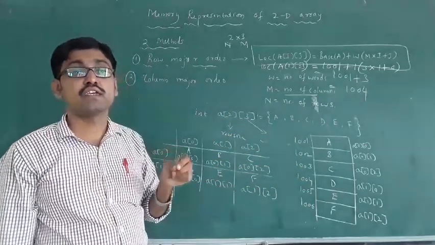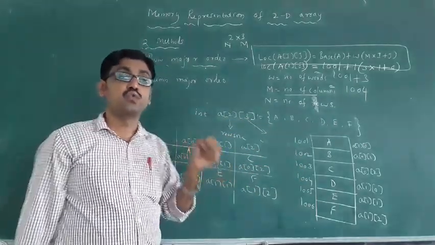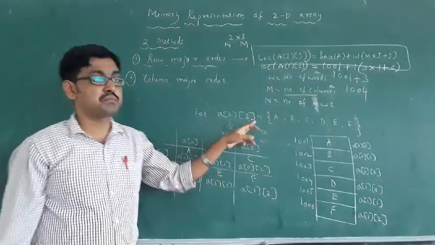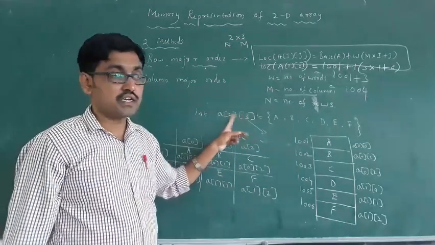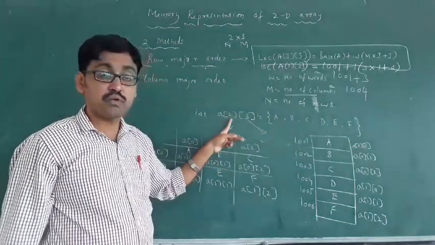How to find the addresses of a 2D array. A 2D array means you have 2 subscripts. 2 subscripts means in every subscript, here how many elements can you store?